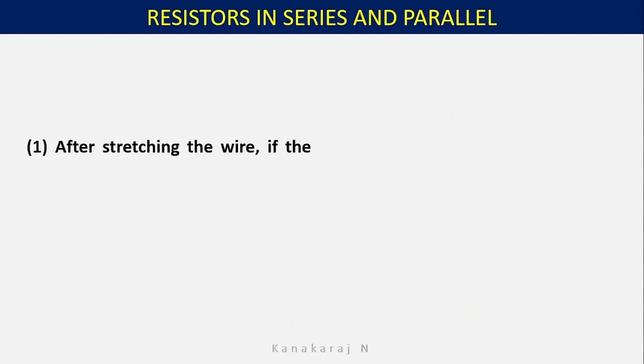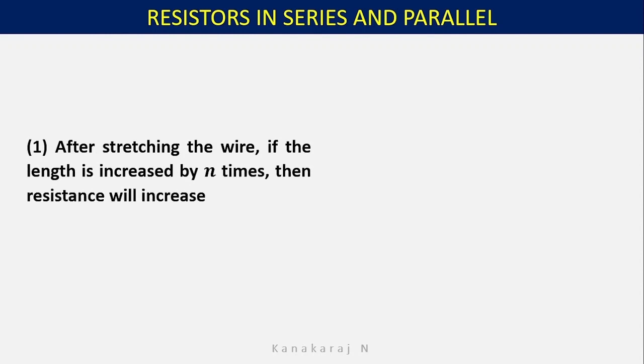After stretching the wire, if the length is increased by n times, then the resistance will increase by n square times. The final resistance R2 equals n square times the initial resistance R1. The specific resistance of the material is constant. So rho 2, the specific resistance after stretching, equals the specific resistance before stretching.